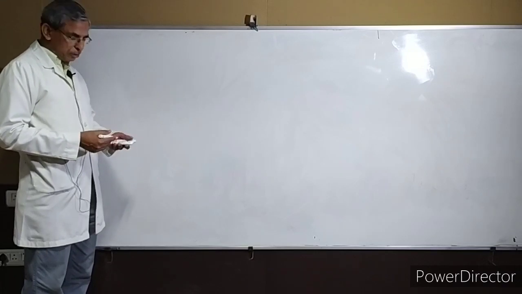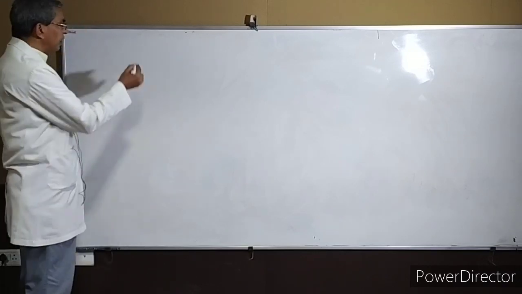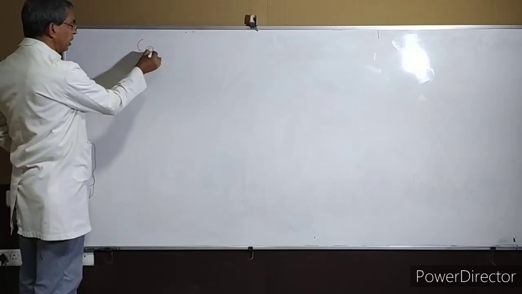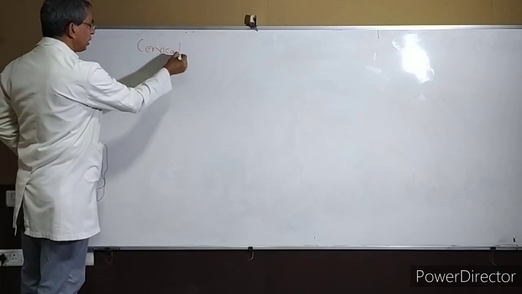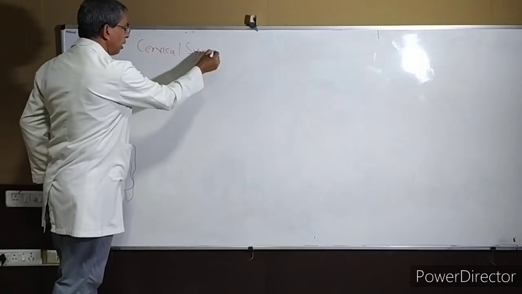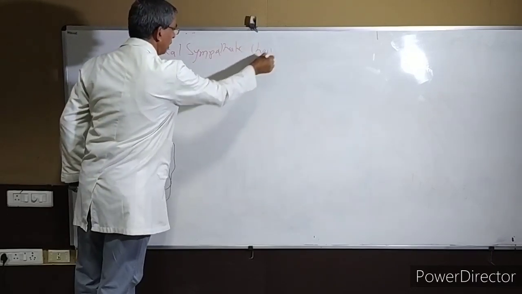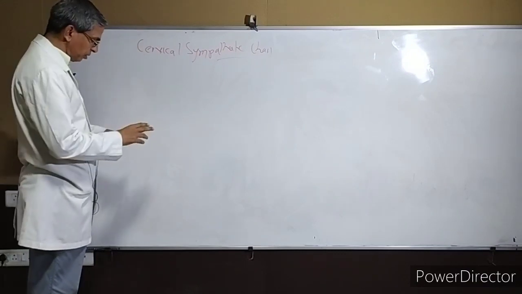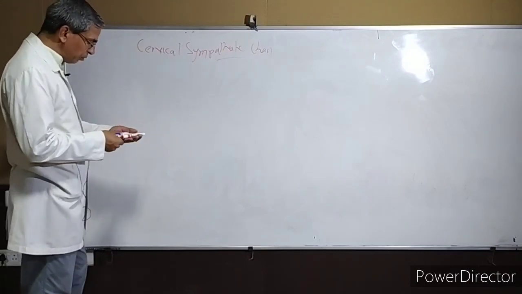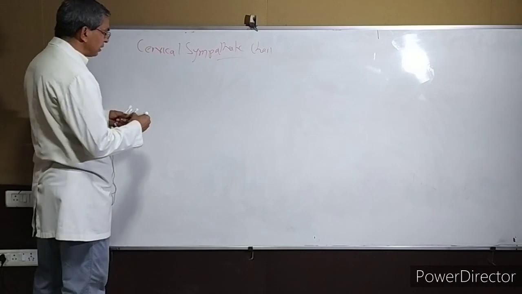So, dear friend, today we will see the cervical sympathetic chain. Now, this cervical sympathetic chain is a part of the sympathetic trunk, and this sympathetic trunk extends from the base of the skull.